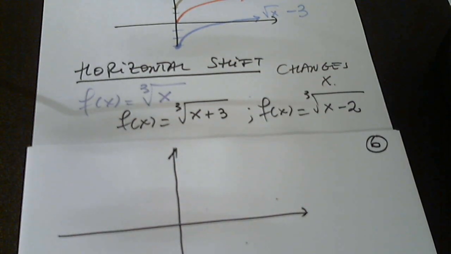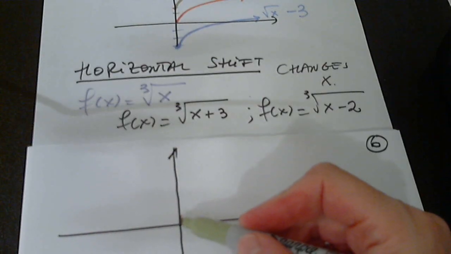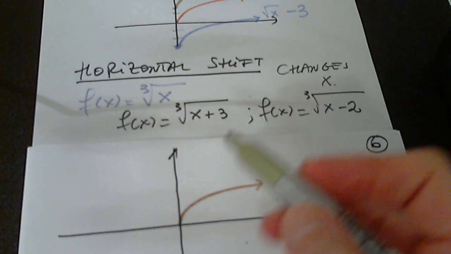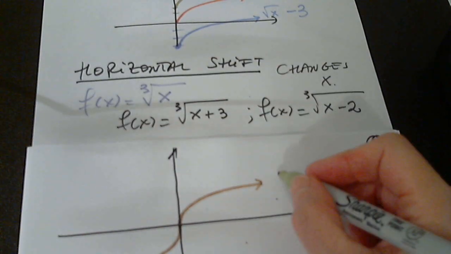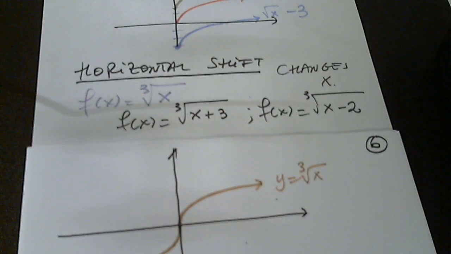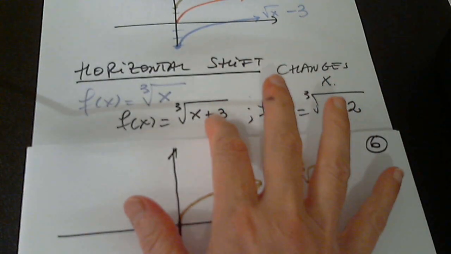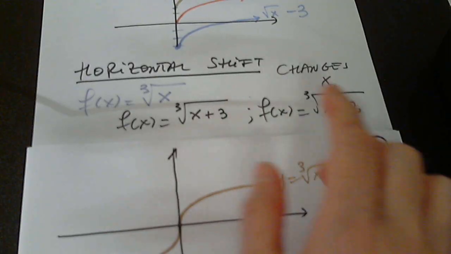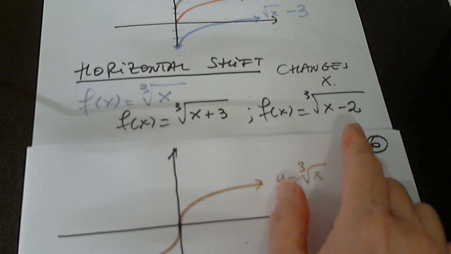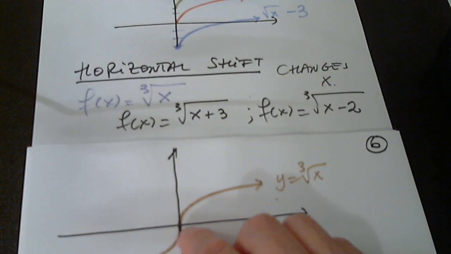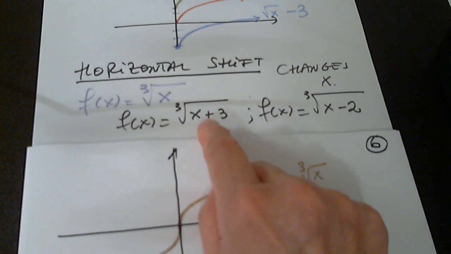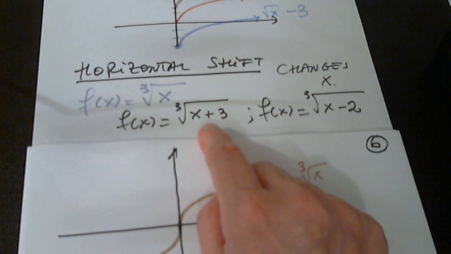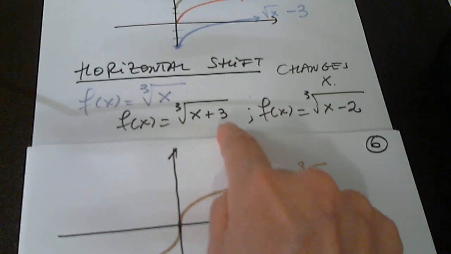Here's the cube root of x. Y equals the cube root of x. Now, one of them adds 3. The other one subtracts 2. We are interested in finding the x-intercept. Where will the x-intercept for this be? In other words, no, because 3 plus 3 is not 0.